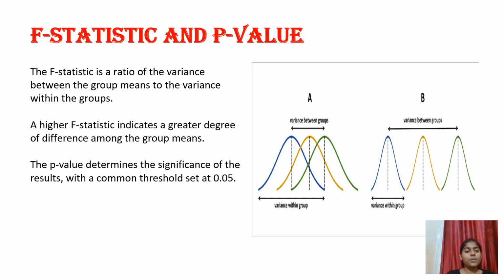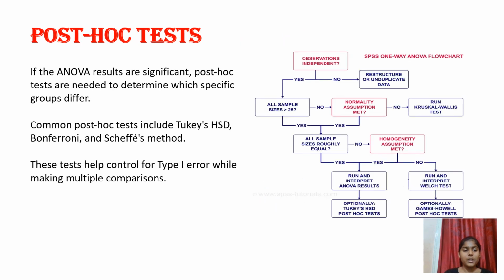F-statistic and p-value. The F-statistic is a ratio of the variance between the group means to the variance within the groups. A higher F-statistic indicates a greater degree of difference among the group means. The p-value determines the significance of the result, with a common threshold set at 0.05.